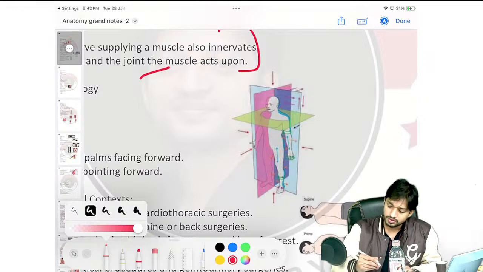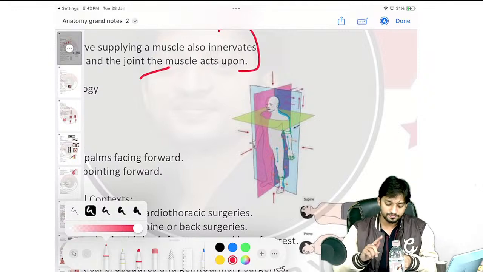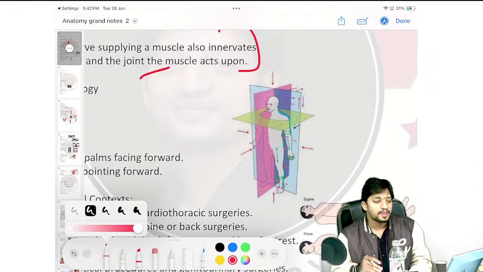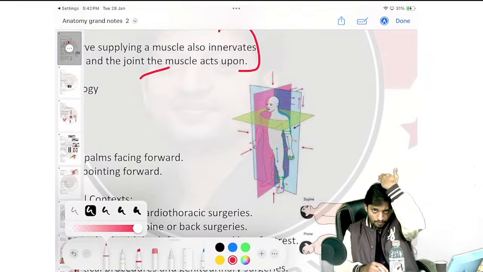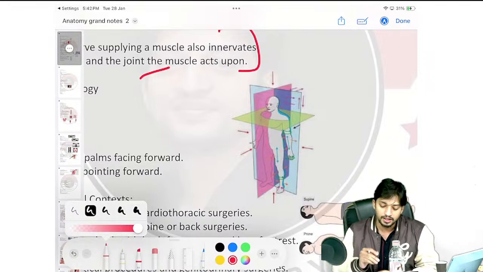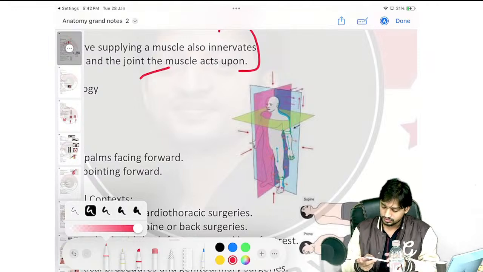Pencil is not working. Any plane that is separating the chest and the back is the coronal plane. Any plane that is separating the body into two equal halves will be considered as the mid sagittal plane. Have a look here, guys.